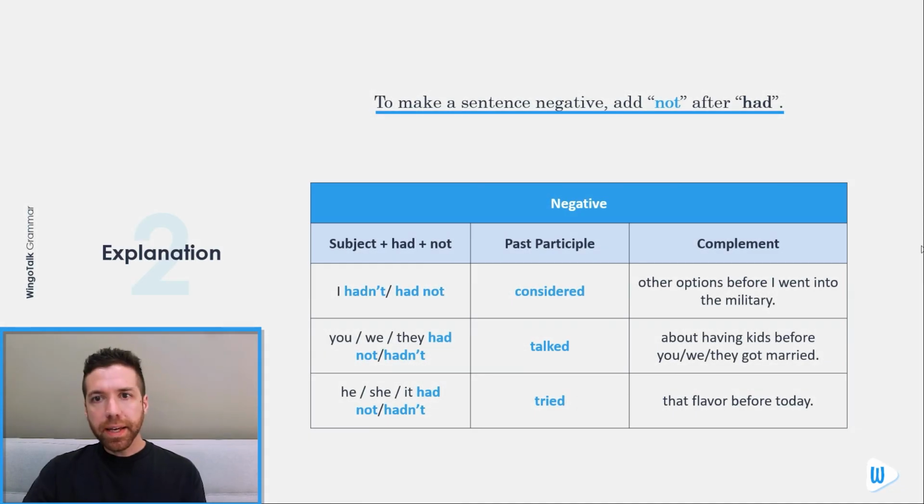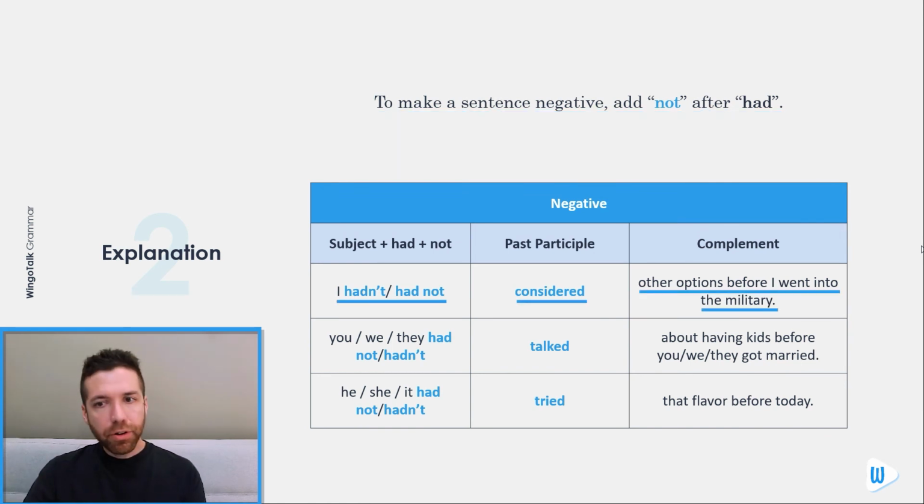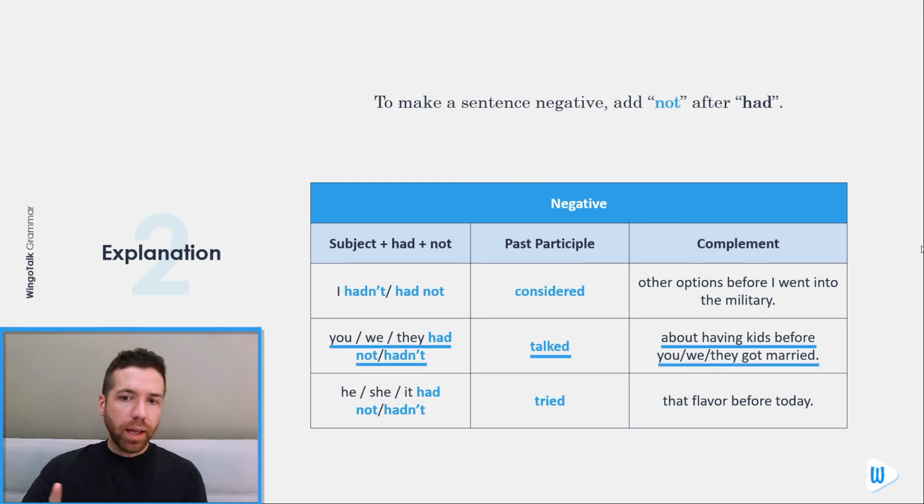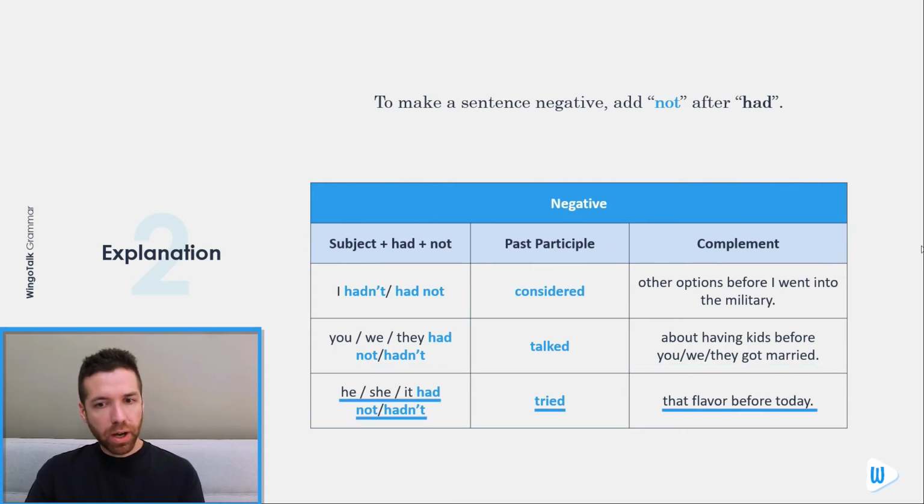To make a sentence negative, add not after had. I hadn't considered other options before I went into the military. We had not talked about having kids before we got married. He had not tried that flavor before today.